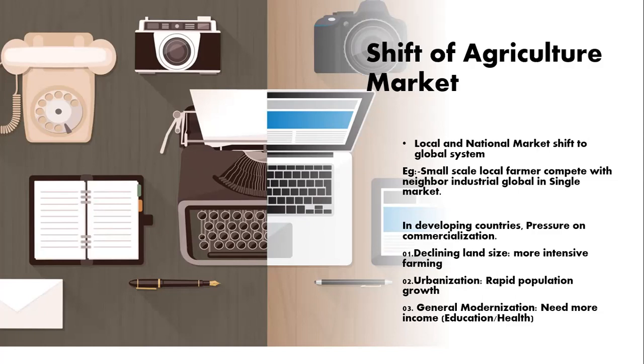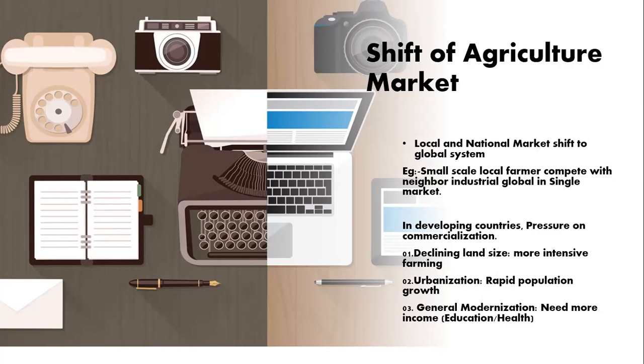Therefore a more intensive farming system has to be developed, because otherwise we cannot compete with international markets. The second thing is the urbanization process, which is happening now. Because of rapid population growth, many rural people shift from villages to urban or semi-urban areas, so towns and cities are expanding gradually. Therefore the demand and requirements for food are gradually increasing.